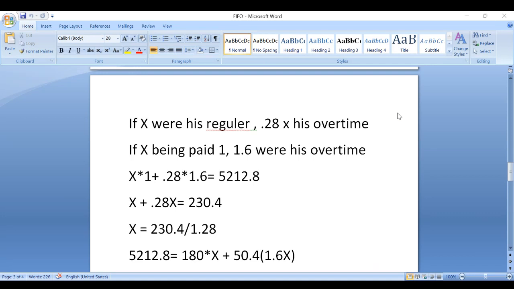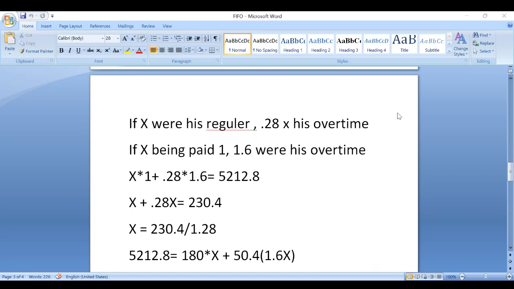That is, X plus 0.28X is equal to 230.4. X is equal to 230.4 by 1.28. Okay. X is equal to 180. So X is equal to 180. That means he is paid for 180 normal hours and 50.4 overtime hours.